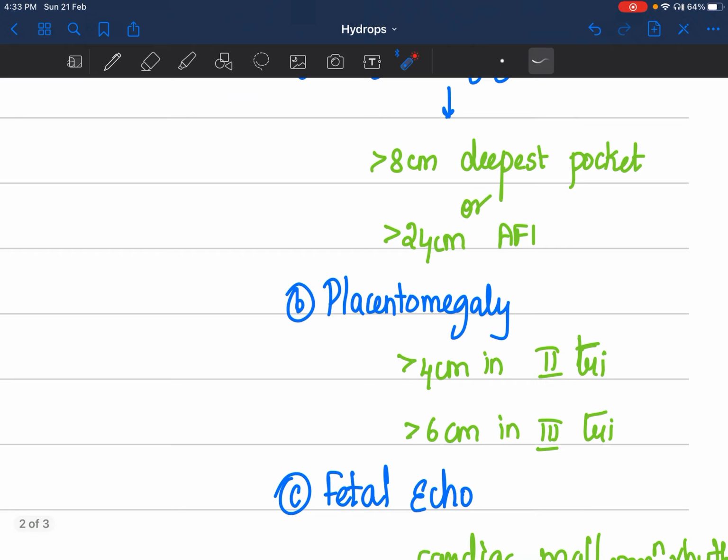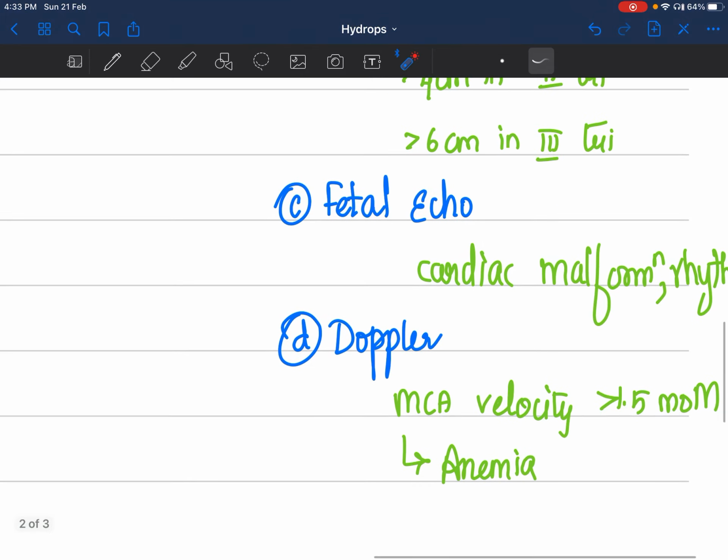Associated with polyhydramnios, you will look at placental size. Placentomegaly is commonly associated. What is placentomegaly? In the second trimester if there is 4 centimeter thickness, or in the third trimester if it is 6 centimeters, then it is called placentomegaly. Then you will look at the baby. Now you saw the mother in ultrasound. Now you saw amniotic fluid, you saw placenta.